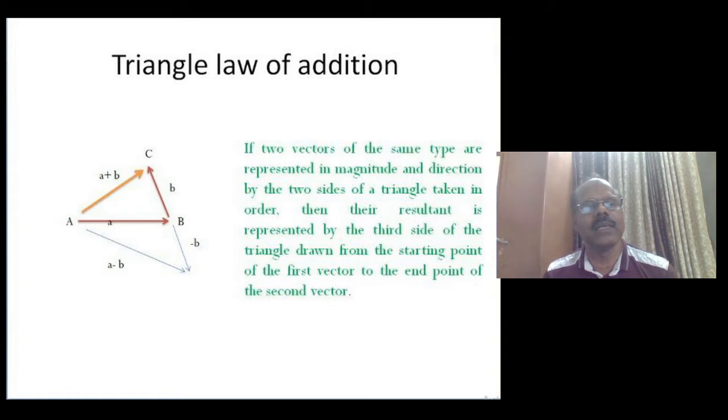Okay, here I have given you two vectors. Vector a is represented by AB, vector b is represented by BC. Okay, then A is the tail of vector a, and B is the head of vector a, and B is the tail of vector b, and C is the head of vector b. And if these two vectors can be represented in magnitude and direction by the two sides of a triangle, then the closing side of the triangle will represent the resultant of these vectors.